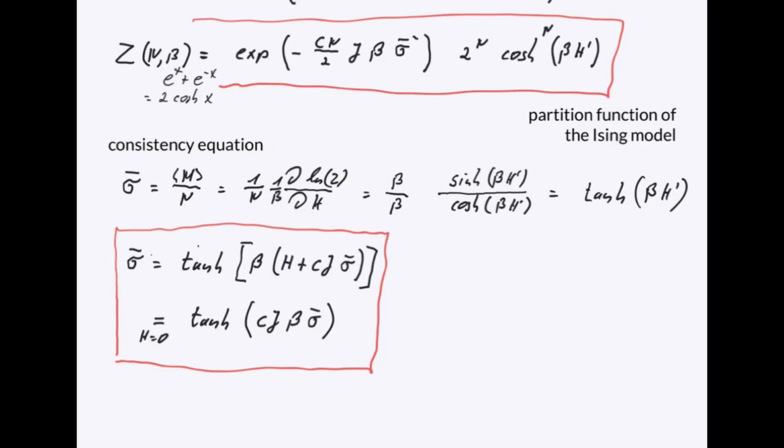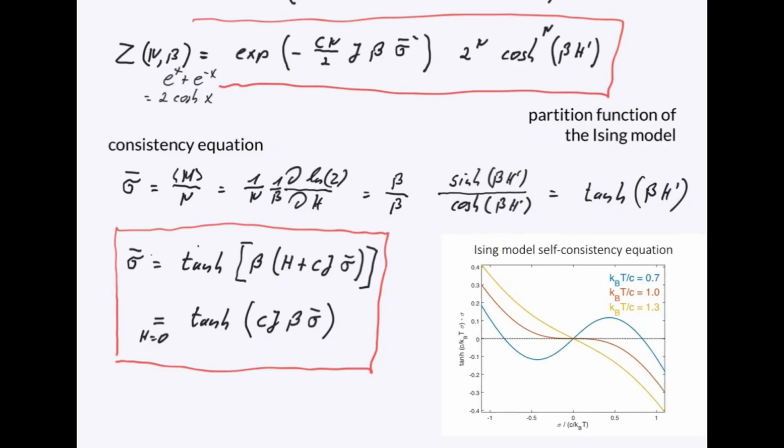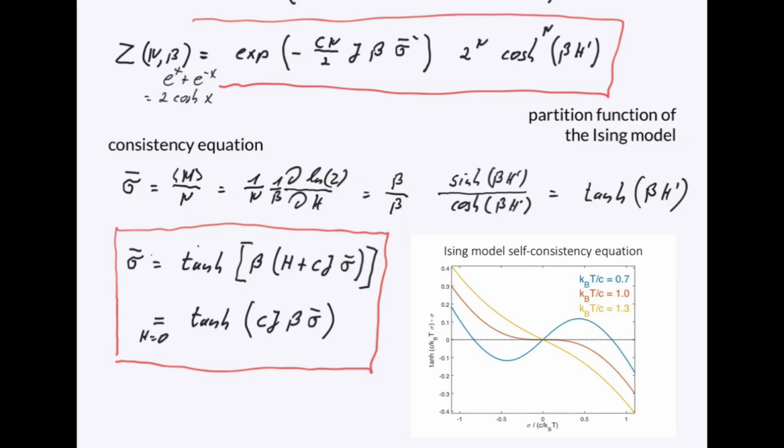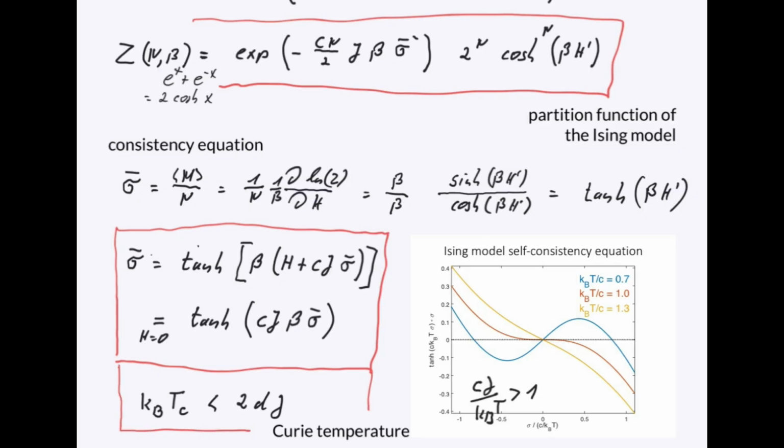As for the nematic phase transition that we discussed in an earlier clip, we see that depending on the prefactor cJ beta, there is more than one solution to the consistency equation. For temperatures kB T_C smaller than 2 times the dimension of the problem times J, there are 3 solutions, and we get a stable magnetization even at 0 external field. Beyond that temperature, there is no residual magnetization. The critical temperature in the case of a ferromagnetic material is called the Curie temperature.